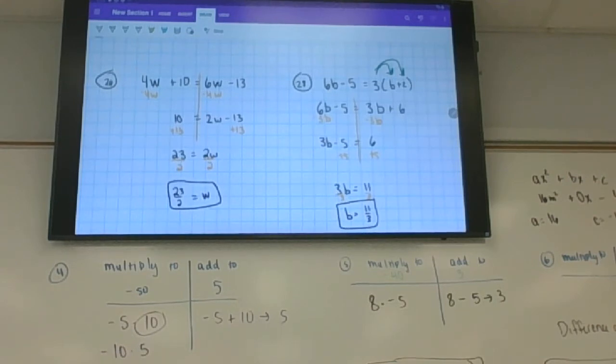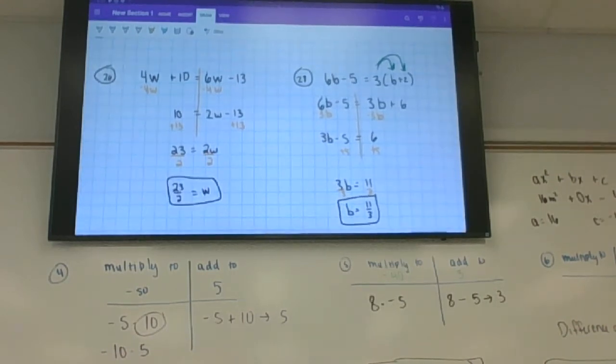Yes. So I'm hearing you guys are asking questions about the fraction answers. Maybe you're feeling like, oh no, maybe I didn't do it right. No, all of us do have fraction answers.